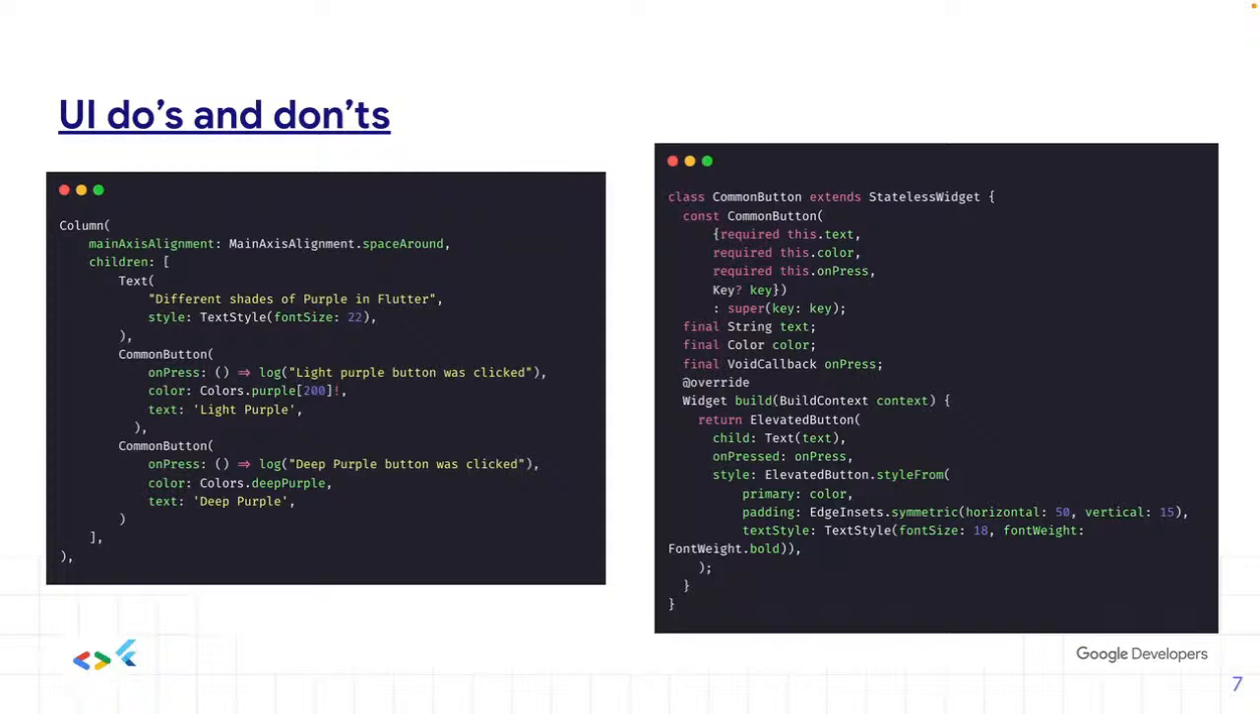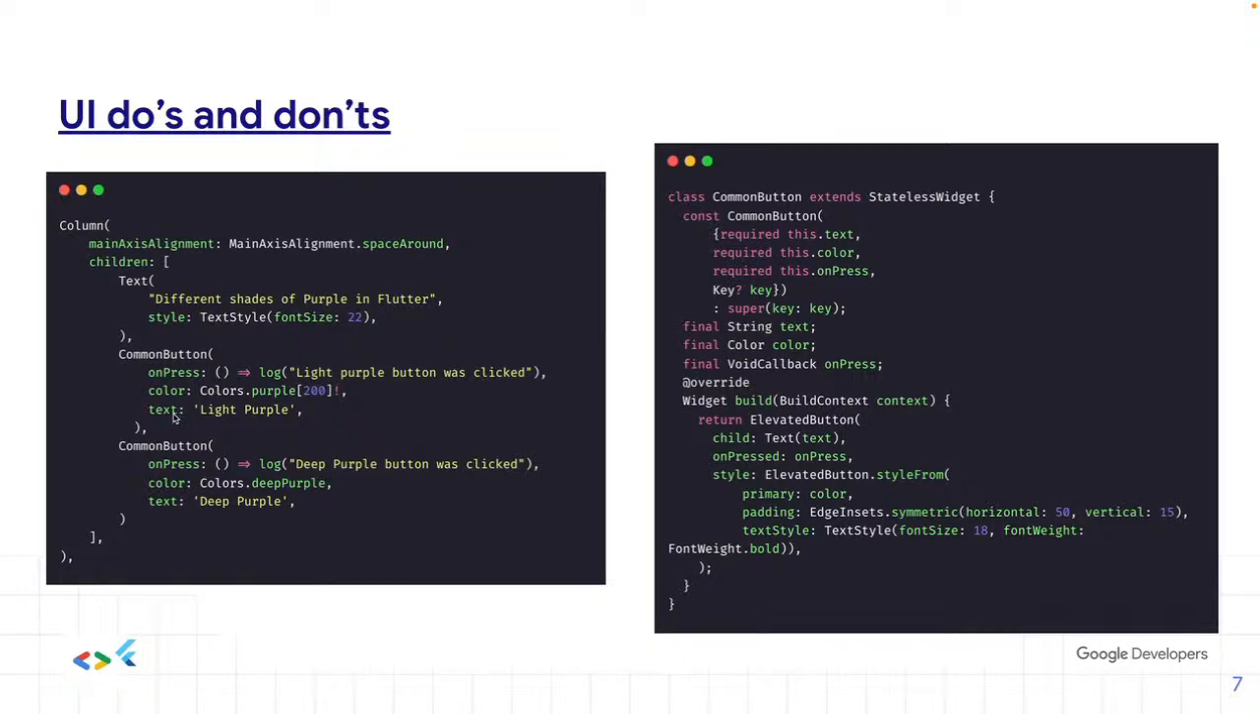Different screens will need different colors, and maybe a different on press property. That is, when I click on it, it will do something. So what we can do is make these dynamic values: the on press, color, and text. The first button, when I click on it, is going to log the text "light purple button was clicked." For the second, it will be "deep purple button was clicked." In this way, you can have different on-press values or functionality, and even change the color of the button like that.